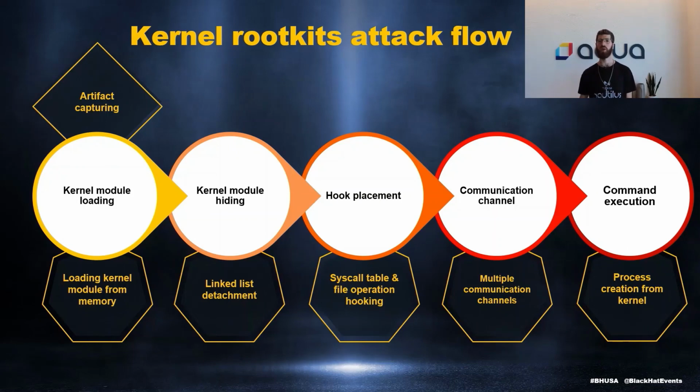So, what did we have? First of all, we've seen an example of how a kernel module can be loaded, detected, and captured for later investigation. Then we've seen an example of how a kernel module might hide itself. We've seen 2 examples of how hooks can be placed using syscall table hooking and file operation hooking. We then discussed the possibilities of communication channels and how it's all really a work of creativity. Then we've seen an example of command execution in the form of process creation from the kernel and how it might bypass other security measures.